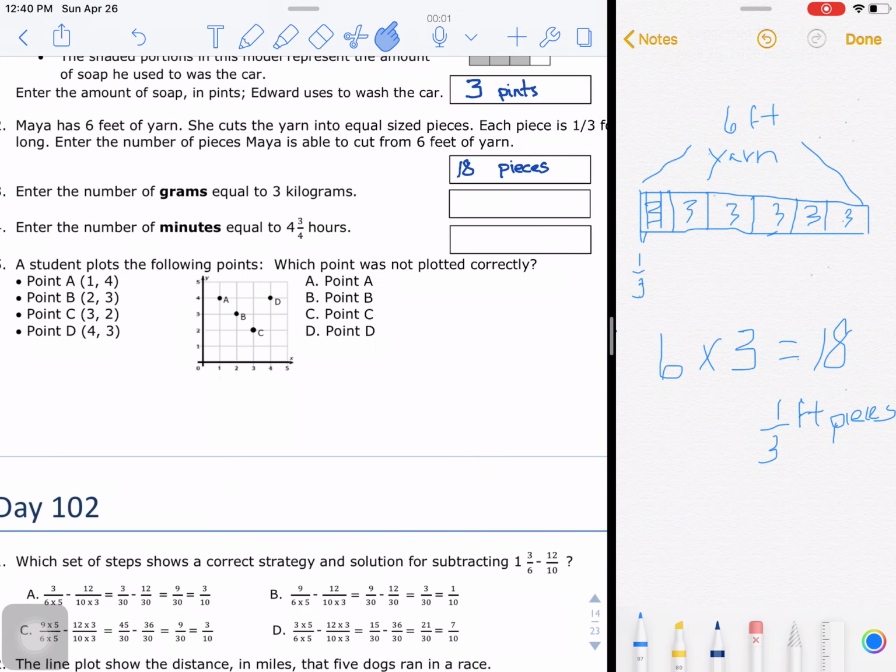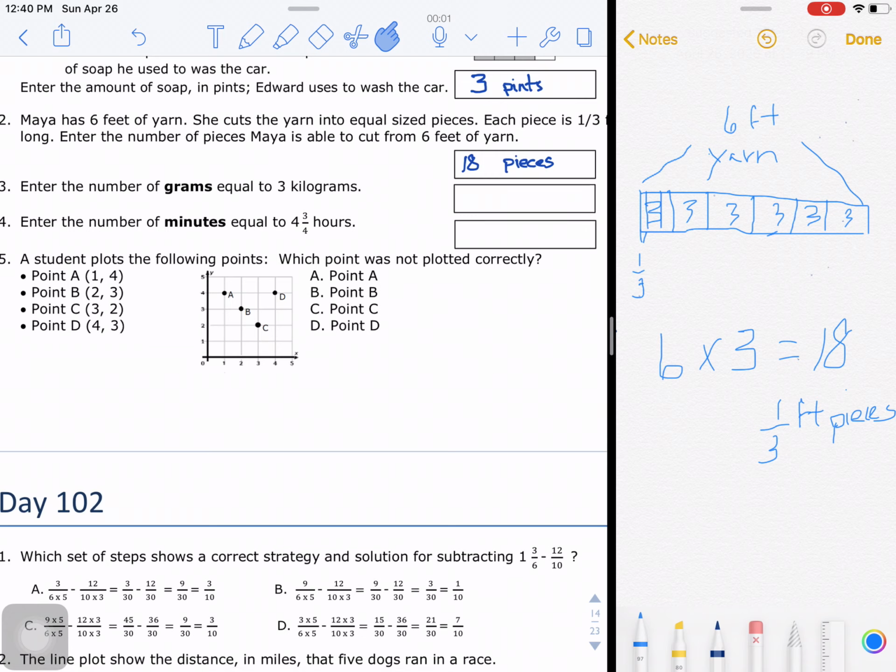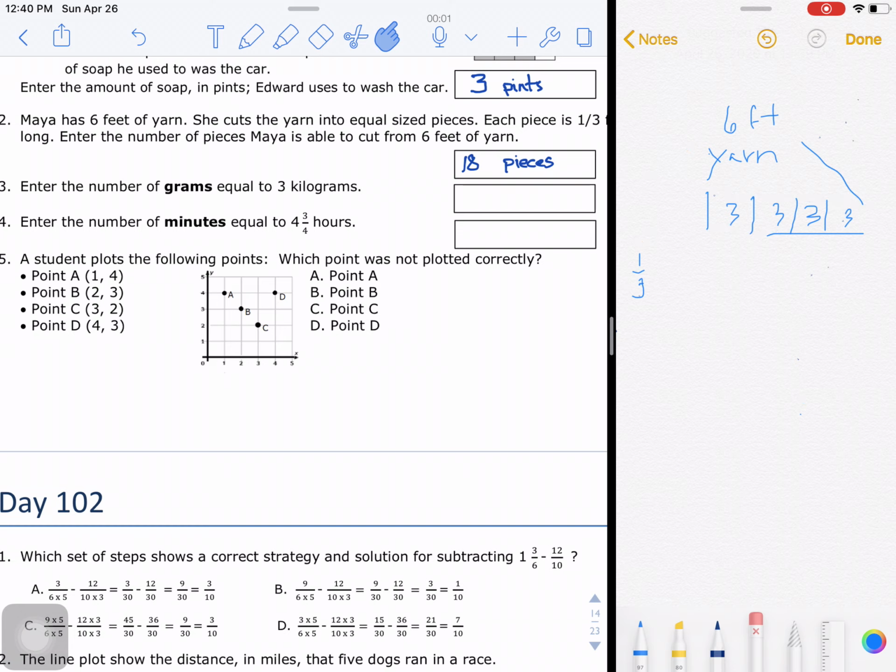All right. Next, we're going to move on to problem number 3. But problems 3 and 4 are actually similar in how we set them up. So I'm going to give you a moment to see what they have in common. Okay, so as we look at those, we see that they are both conversion problems. And with a conversion problem, we always will write them out with what we are given. So in this case, problem number 3, it says, enter the number of grams equal to 3 kilograms. So I'm given 3 kilograms. And I want to know how many grams that is.